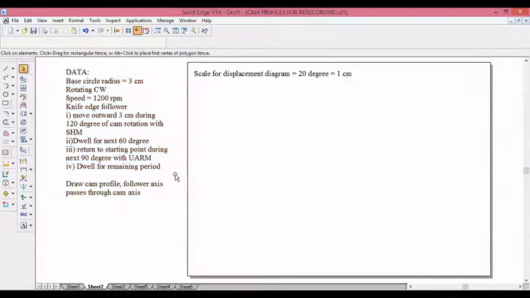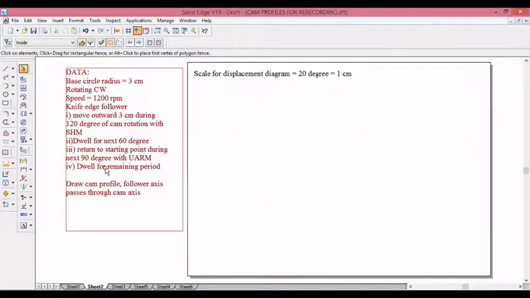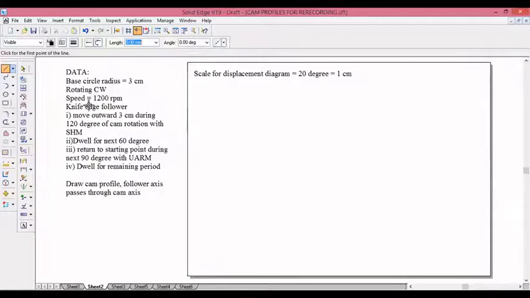The data for the given problem is listed in this text box. To draw the cam profile, first we need to draw the follower displacement diagram. Let me take the scale for displacement diagram: 20 degree is equal to 1 centimeter. Let us take the first data, move outward 3 centimeter during 120 degree of cam rotation. So 3 centimeter we can take as the lift.